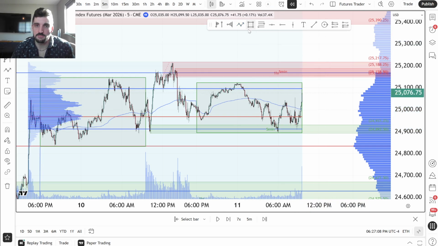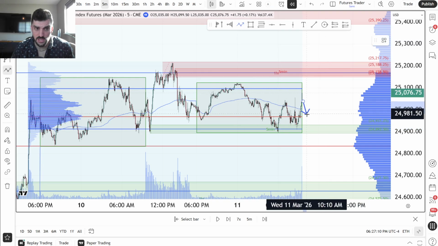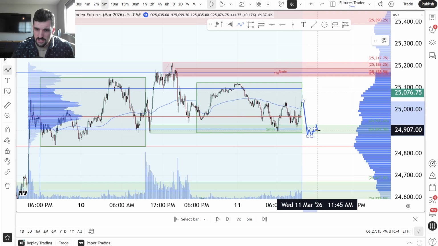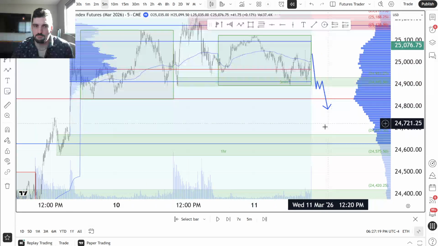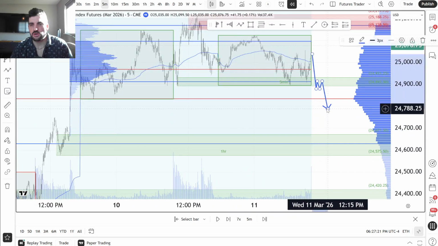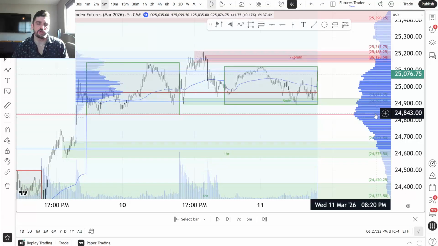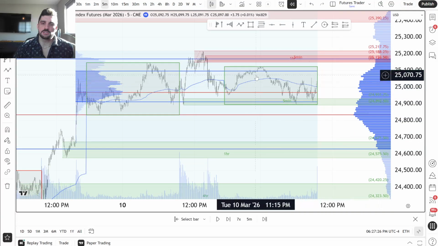What if the market comes down and then we actually build value down here and then we break through? Then I can look for shorts, looking for the bigger move down to the 1 hour. So I already have everything marked out. Now I just have to create that game plan, and this is based on supply and demand.